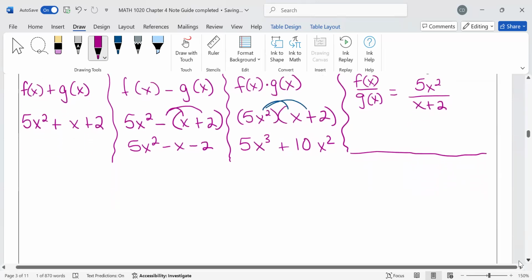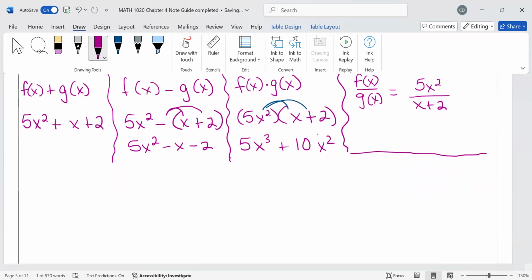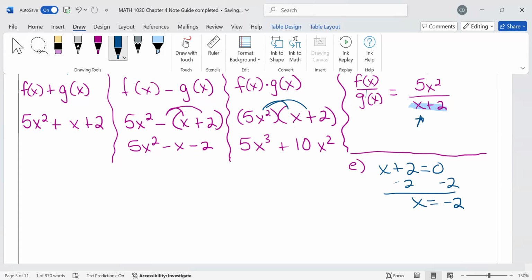Now, there's going to be a part E where they want you to find the domain of the one that we just did. So you're going to take the bottom. We're not worried about the top, and set it equal to 0. And then we need to solve for x. So we're going to subtract that 2 from both sides. So x is equal to -2. That means x can be anything but -2, because if I plug a -2 in here, the bottom goes to 0, and we can't have the 0 on the bottom of a fraction.